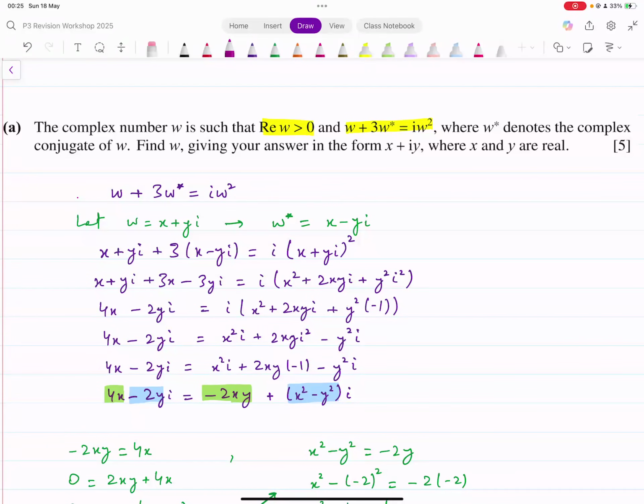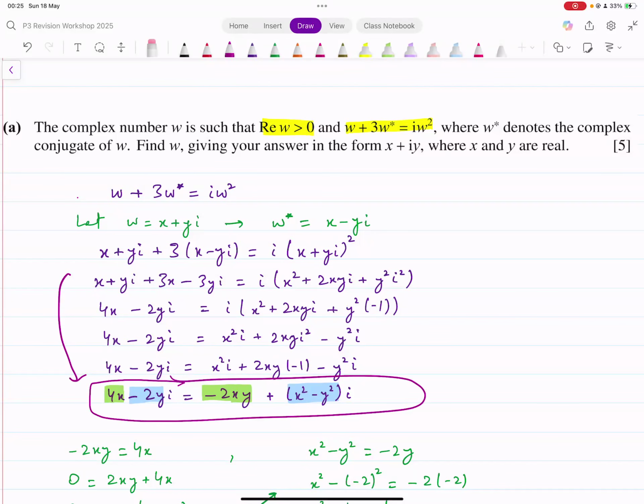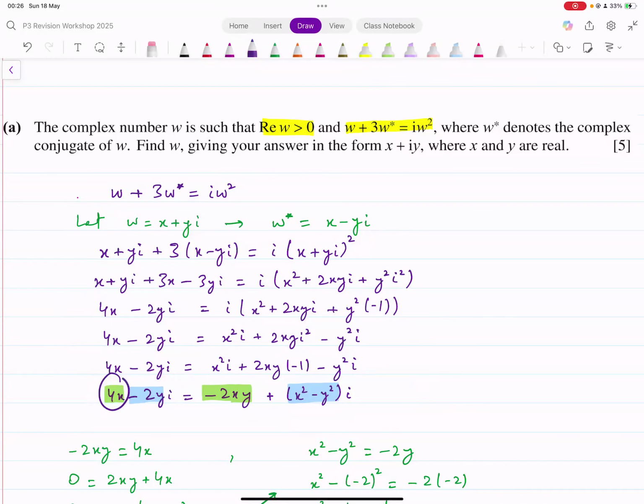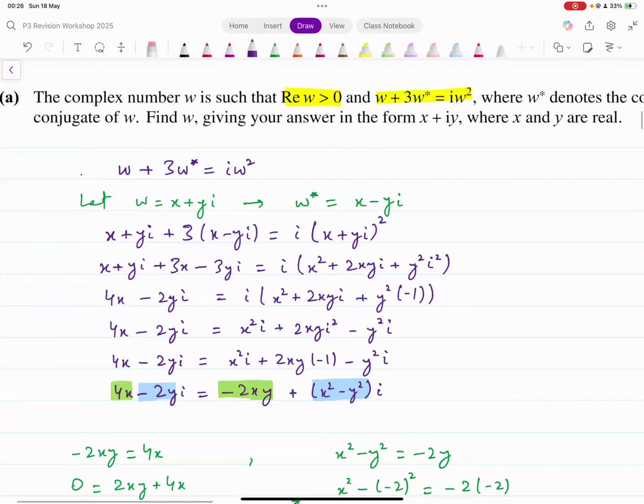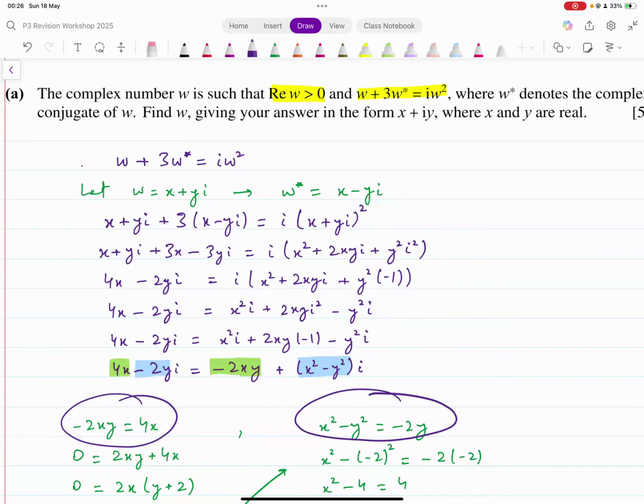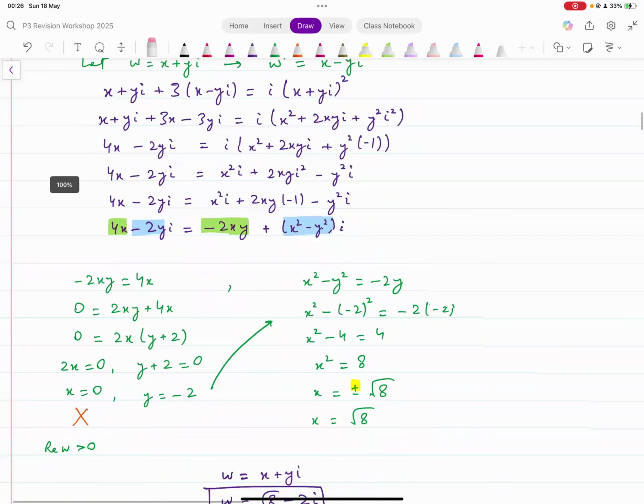Now, after you've done the simplification, what happens is you end up getting this on both sides. On the left side, you have 4x as the real part. On the right side, you have minus 2xy as the real part. On the left side, you have minus 2y as the imaginary part. On the right side, when you take iota common from the terms that have iota in them, x squared minus y squared is the imaginary part. Now, if these two complex numbers are equal, the one on the left side, the one on the right side, then that means the real parts are supposed to be equal to each other and the imaginary parts are supposed to be equal to each other. We get two simultaneous equations from that and we solve them simultaneously to get the values of x and y.